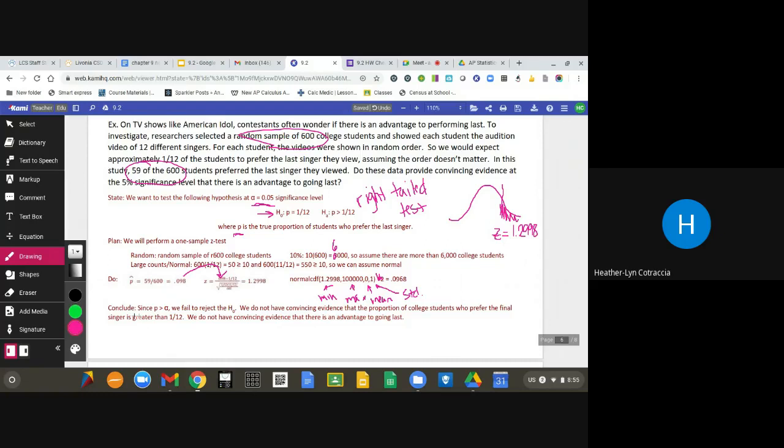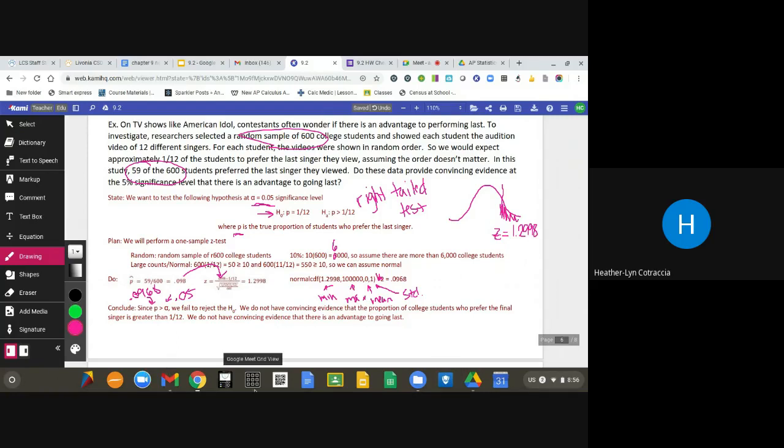And then to conclude, again, use my words. You'll get really used to using this. But anyway, since p is greater than alpha, right? P is 0.0968, and alpha is 0.05, so the 0.0968 is bigger. Since p is greater than alpha, p is not small, so we fail to reject the null.